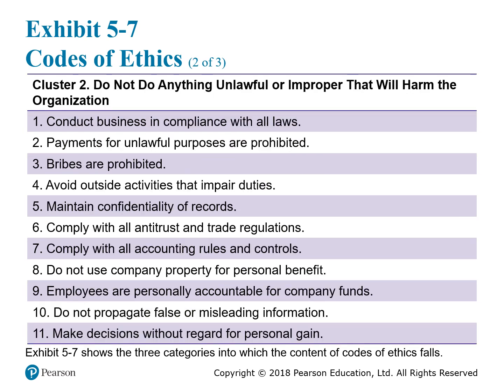Another category over here is, you are not supposed to do anything unlawful. So anything that is illegal, anything that is improper or could cause the organization some harm, you shouldn't do it. You should avoid it. Stay away from it. So you would see things like bribes are prohibited. You're not supposed to take any money in order to falsify information, for example. You should avoid outside activities that impair duties. You should maintain confidentiality. So if you are dealing with sensitive, secret information, you should keep it to yourself. You shouldn't disclose it to outsiders. So this is another category of a code of ethics.